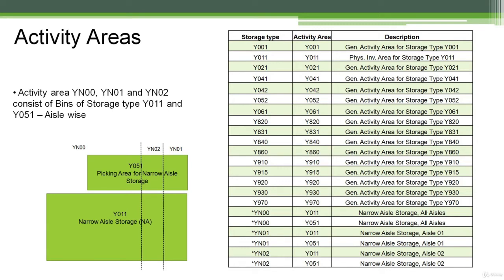Here all bins of the picking area and the narrow aisle storage which belong to aisle 1 are assigned to activity area YN01. All the bins belonging to aisle 2 of storage types Y051 and Y011 are grouped together into activity area YN02. All other bins which do not belong to aisle 1 or 2, from the storage types Y051 and Y011, are assigned to activity area Y00. In storage types Y051 and Y011, we have the bins assigned to activity areas based on the aisles.